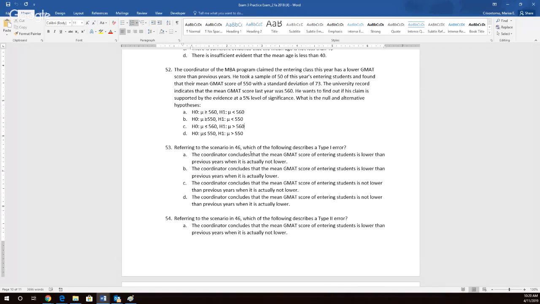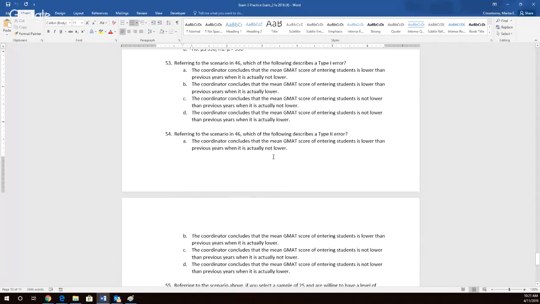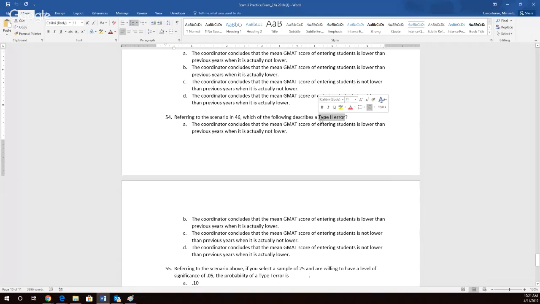And then D, the coordinator concludes that the GMAT score of entering students is not lower than previous years when it actually is lower. So D sounds like a type 2 error, right? You're saying, okay, well, I can't reject the null, or I'm not going to reject the null, but I really should have. So it looks like A is the correct answer here. We are saying the null is not true when it really is. So 53 is A. So 54 is just asking for a type 2 error.